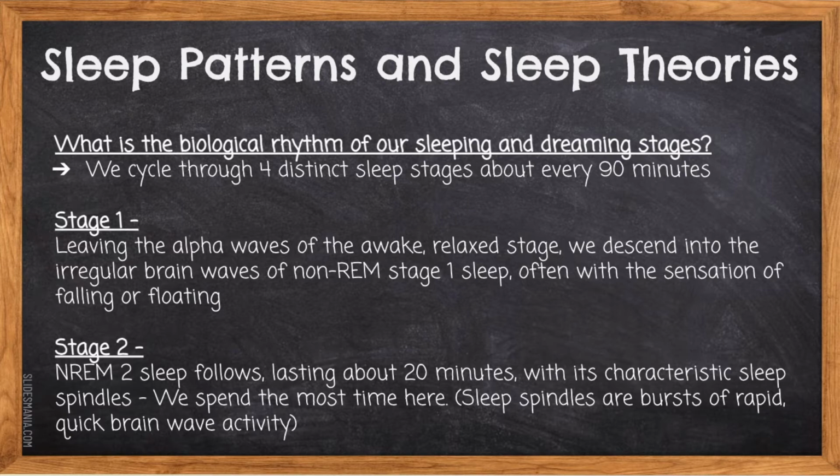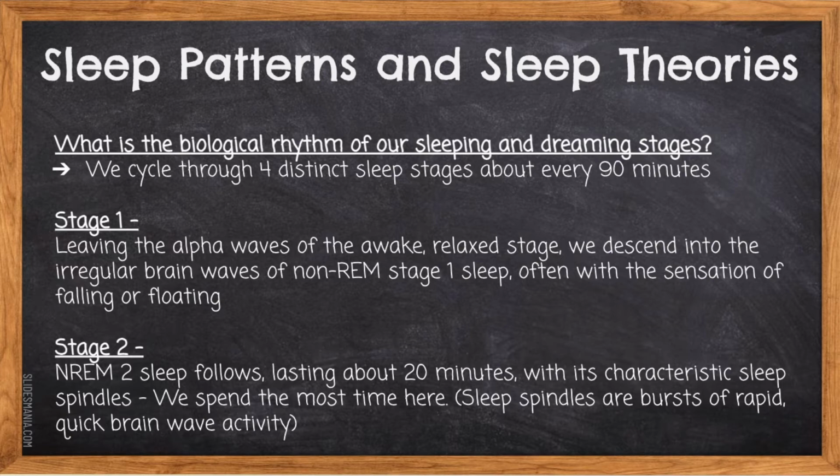Often during this stage, you feel like you're falling or you're floating. As a matter of fact, you can have jolts and reflex movements as if you're falling. Then you move into stage 2. Stage 2, also known as non-REM, lasts about 20 minutes with its characteristic sleep spindles. We'll get to sleep spindles in a minute. We spend the most time here. So sleep spindles are bursts of rapid, quick brainwave activity. So you go from these very calm, falling, floating sensations to very rapid brainwaves.